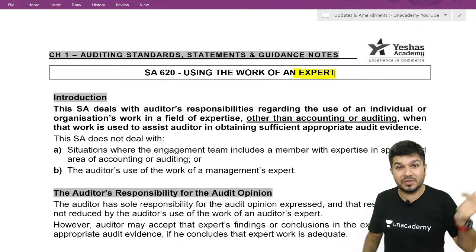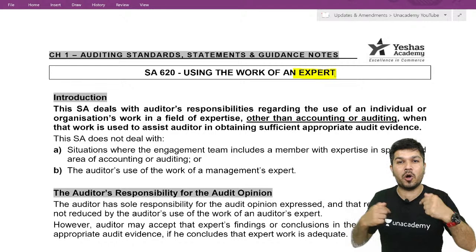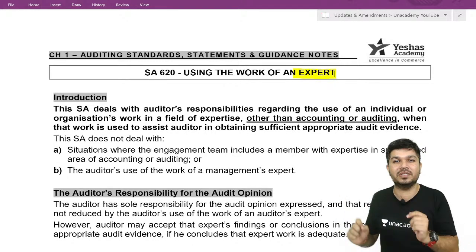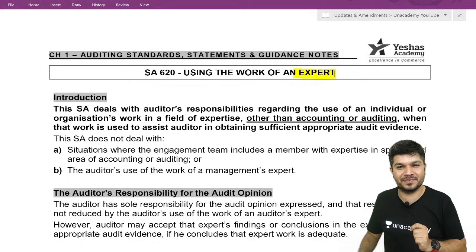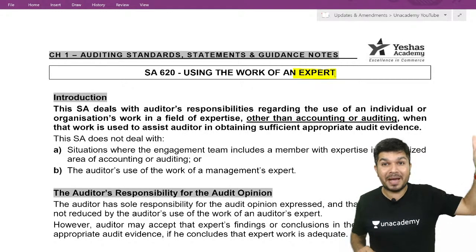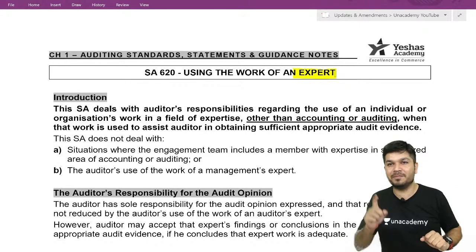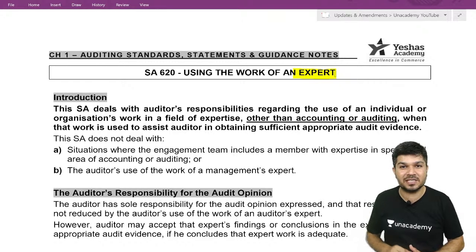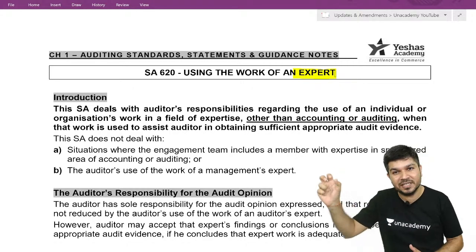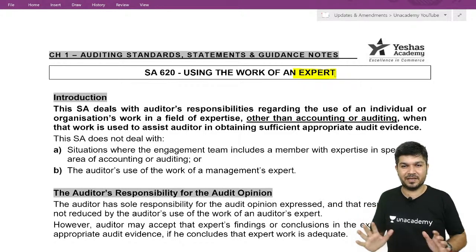Now this actuary is used by the auditor to obtain sufficient appropriate audit evidence. So this second actuary is the auditor's expert. He is not a management expert. The first actuary was a management expert who helped management in preparing financials. But the second actuary is the auditor's expert who is helping the auditor in obtaining sufficient appropriate audit evidence. Clear with this?